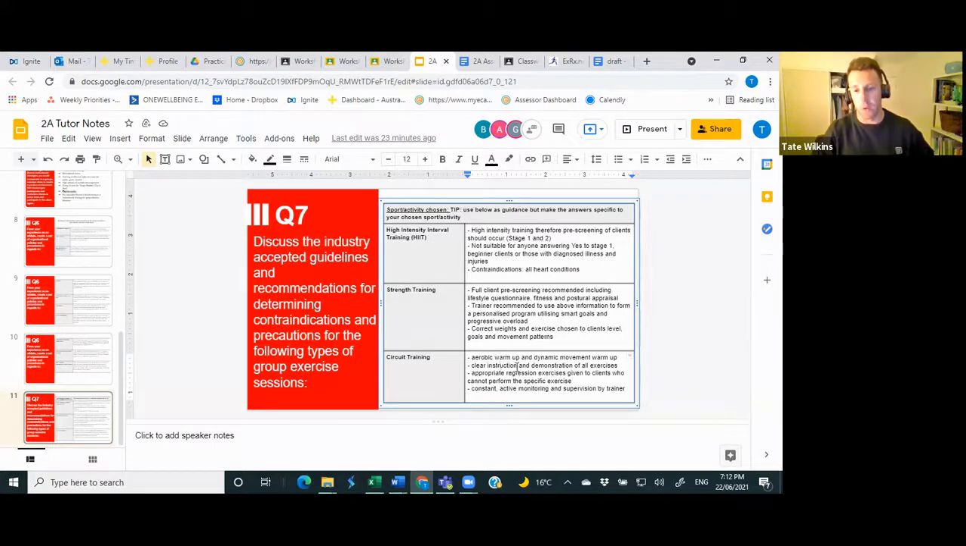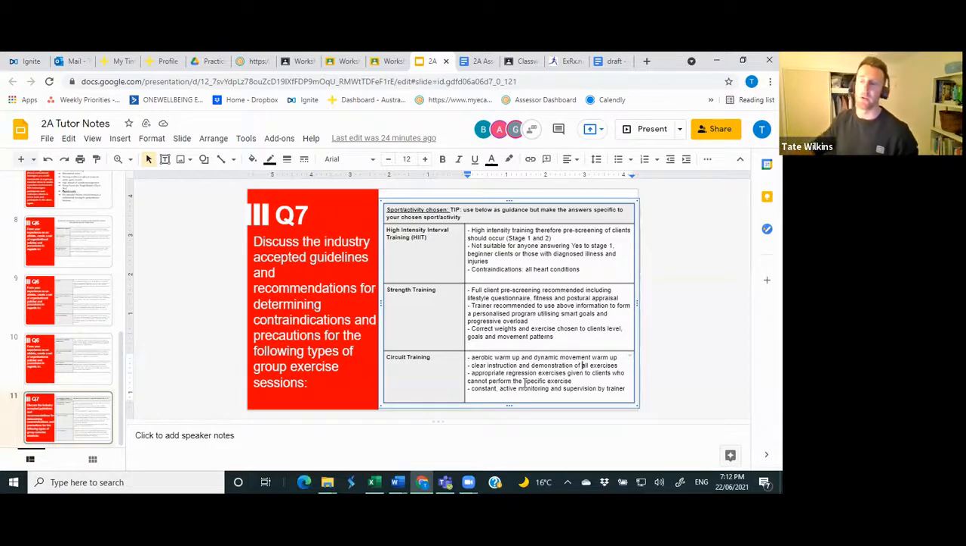But if we don't have the luxury of doing that though, you definitely got to have the demonstration and instruction. Also, for a circuit class, say if you've got 10, 20 people even, I put down the third dot point. It's important to have a regression exercise if someone can't perform the actual exercise. F45 do the demonstration of every exercise, as you remember, but from memory, they also often throw in the regression as well.